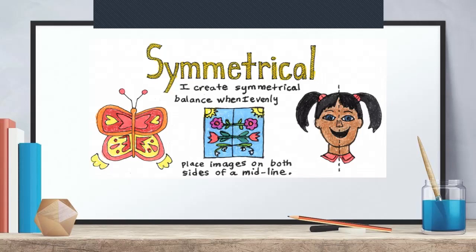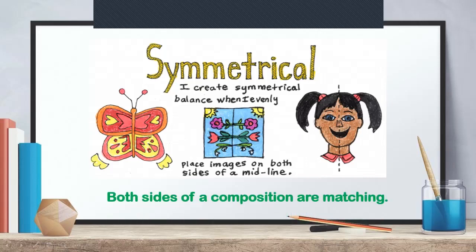Now this butterfly also, when you cut it at the middle, the left and the right will have the same size and the same images. And if you look at it, the colors also are the same. Now in this picture on the right side, if you put a midline here, looking at the left and right, they are equal, even the colors are the same. So they are symmetrical. Both sides of a composition are matching. Okay, so it's the same.